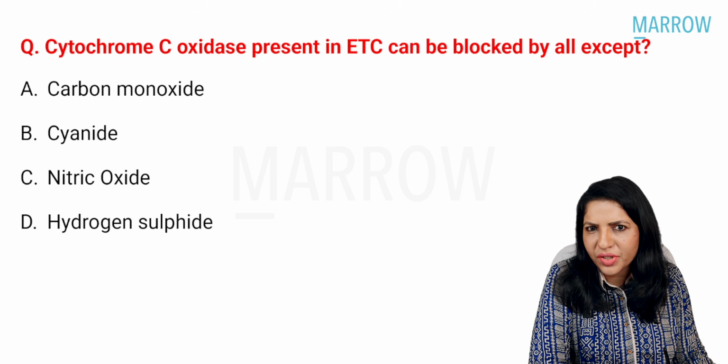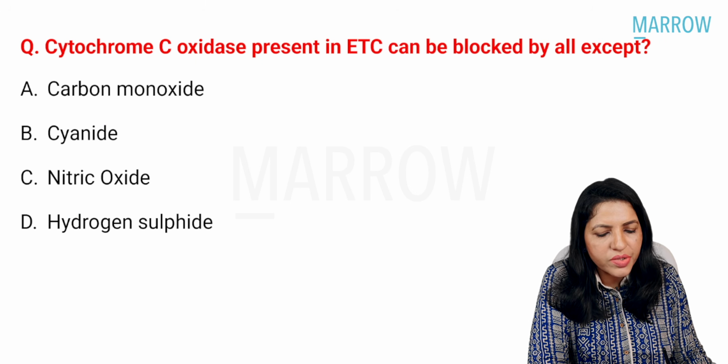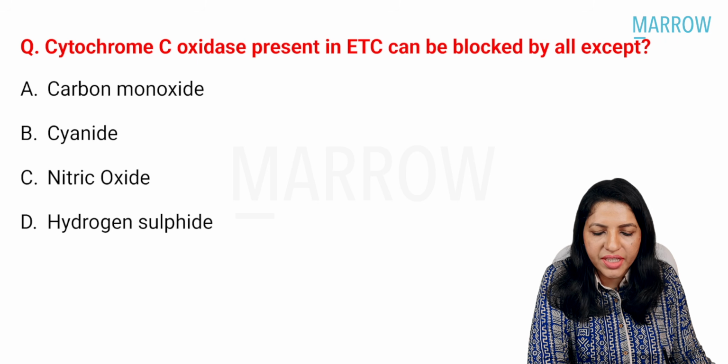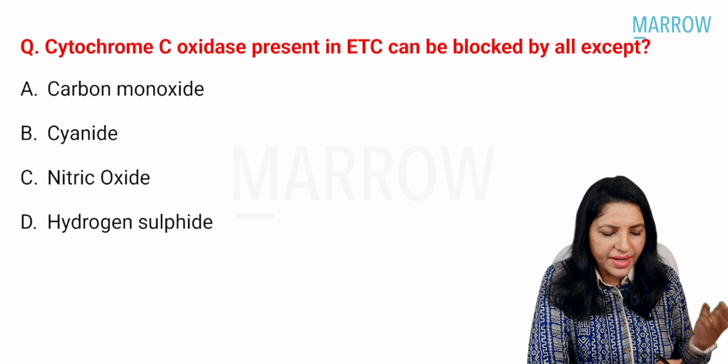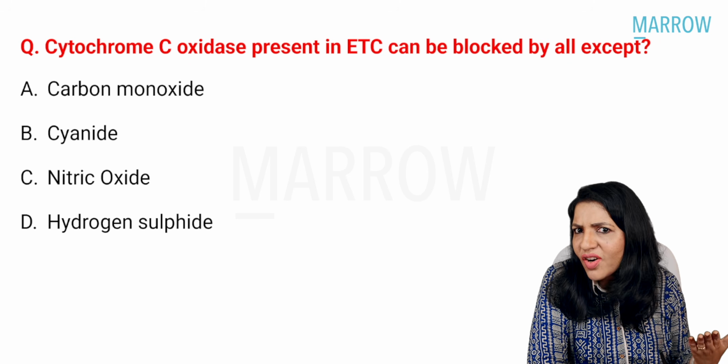So going to the next question, a very simple question. Cytochrome C oxidase present in electron transport chain can be blocked by all except: carbon monoxide, yes. Cyanide, yes. Nitric oxide, no.